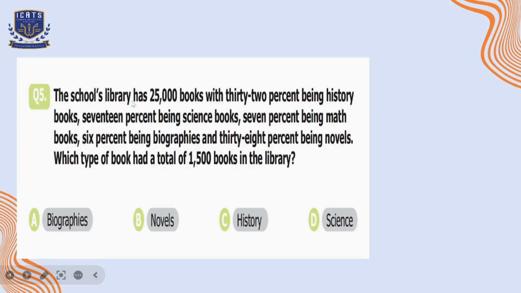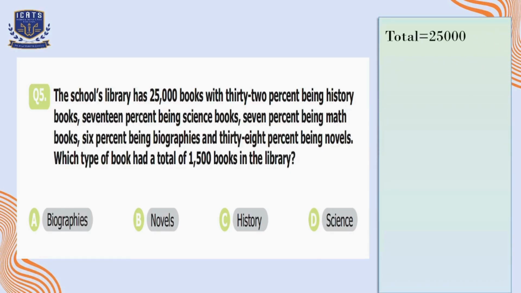Question number 5. The school's library has 25,000 books with 32% being history books, 17% being science books, 7% being math books, 6% being biographies, and 38% being novels. Which type of book had a total of 1,500 books in the library?